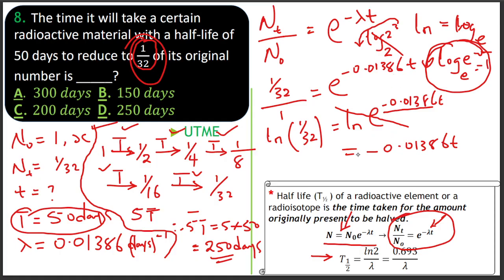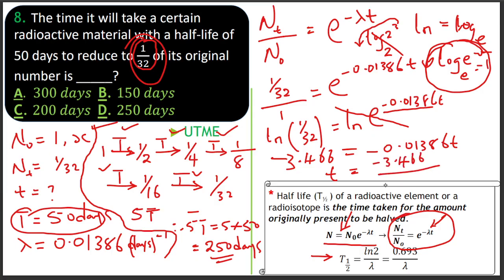Do you remember? All right, and then if we punch ln 1 over 32, pick up your calculator, you will see ln written on one of the buttons. If you punch it, you're going to get that ln 1 over 32 is equal to minus 3.466. Is that okay?